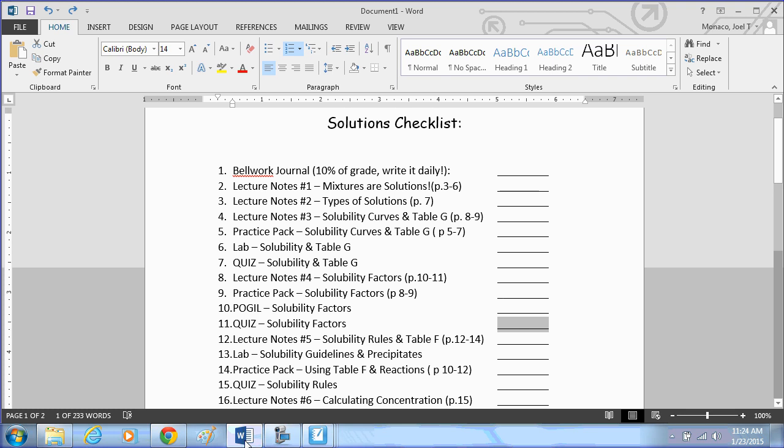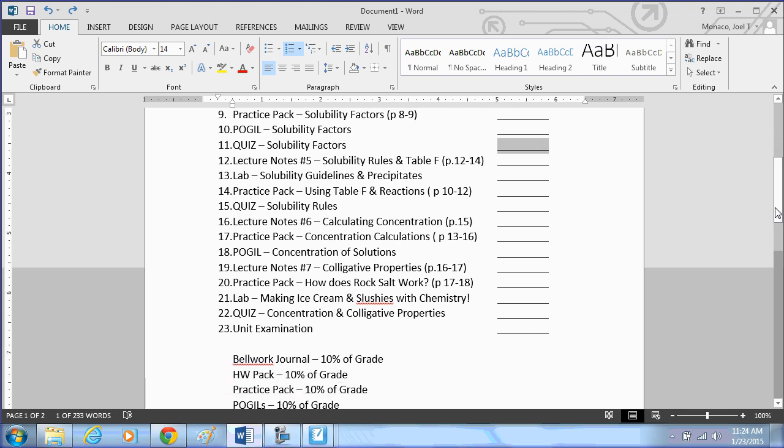Let's see. We got lecture 5 taken care of, so check that off. We got a lab for you to do on this. It's a pretty straightforward lab as well. You got a practice pack, 3 pages, and you got a quiz to take care of on that material.